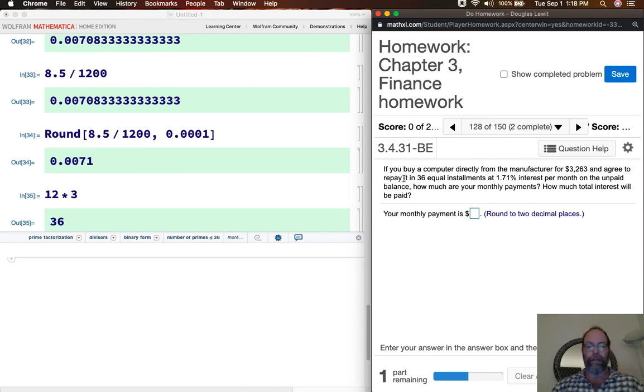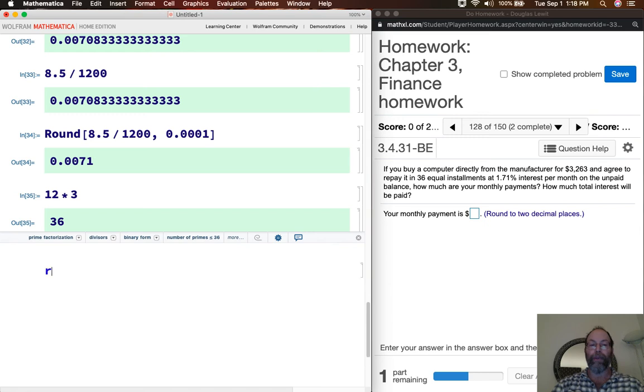So let's take a look at this. If you buy a computer directly from the manufacturer for $3,263 and agree to repay it in 36 equal installments at 1.71% interest per month on the unpaid balance, how much are your monthly payments? How much total interest will be paid? Okay, so it's 1.71% interest per month. So the rate is going to be 1.71, but we have to divide by 100 to change the percentage into a decimal, okay?